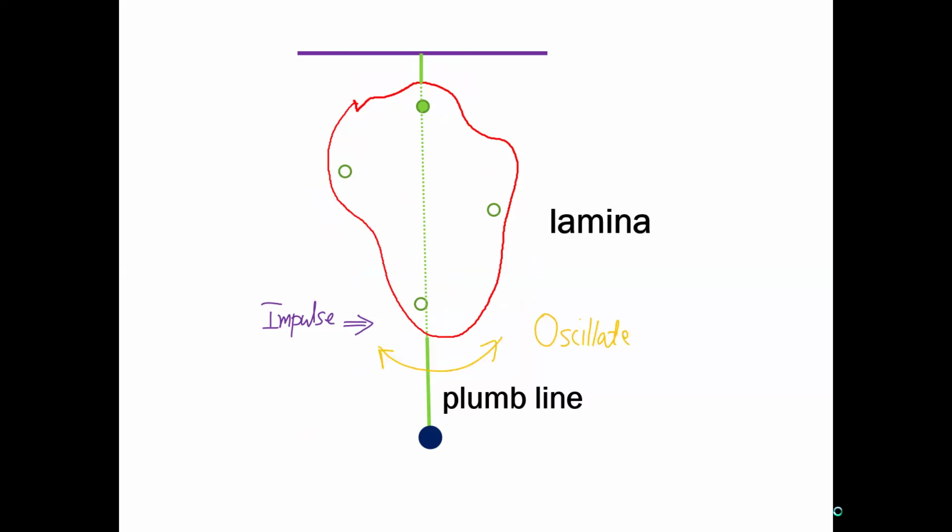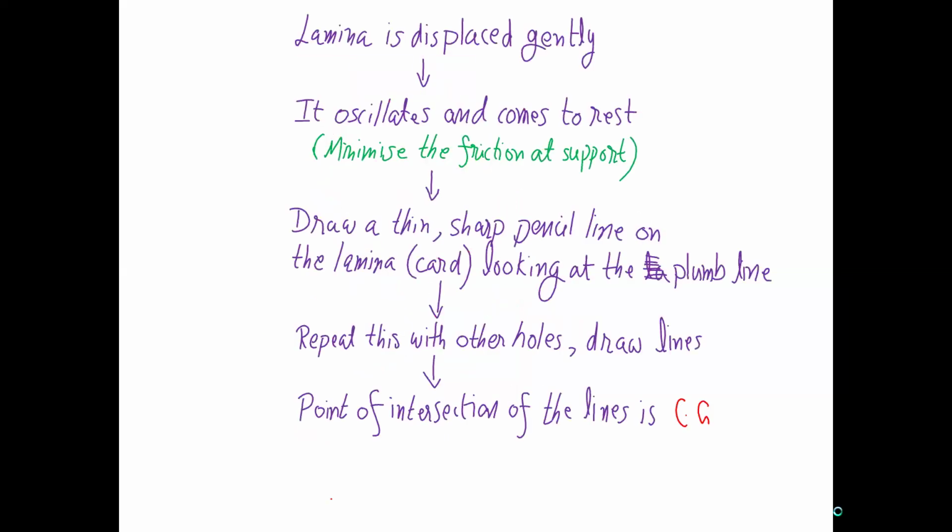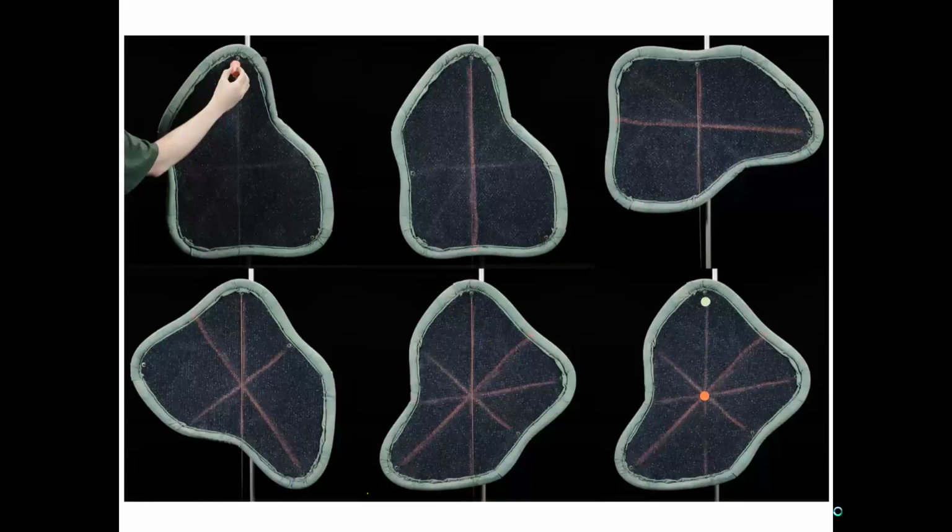When the card stops at a point, we draw lines on the card, and then we hang the card from another position. We hang the card from another position and keep on drawing lines on the card until we get multiple lines. And like this, we get multiple lines.